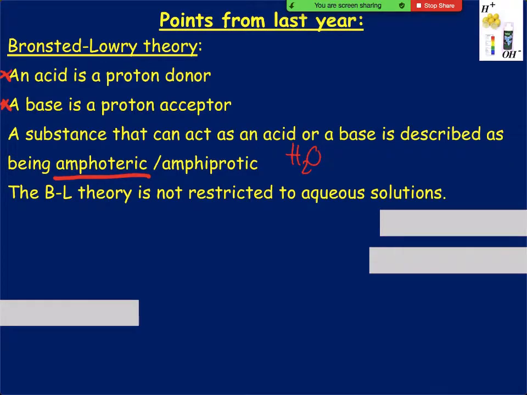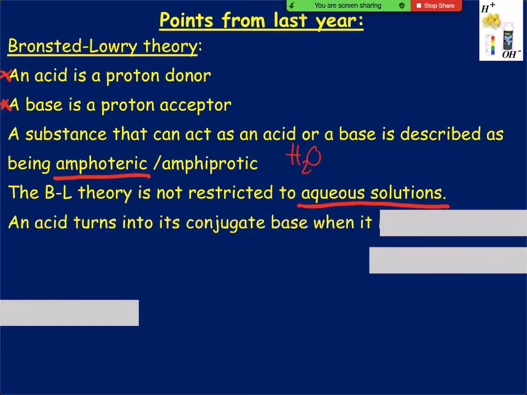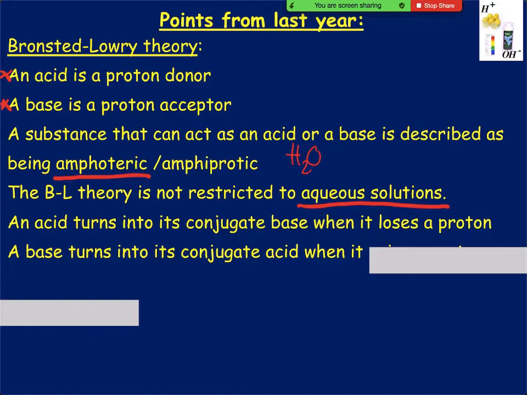The good thing about Brønsted-Lowry is that you don't have to dissolve things in water to decide whether they're acids or bases. And here we have this question: an acid turns into its conjugate base when? What does it have to do with the proton? Lose it or gain it? Lose it. Okay, and then similarly a base turns into its conjugate acid when it gains a proton.